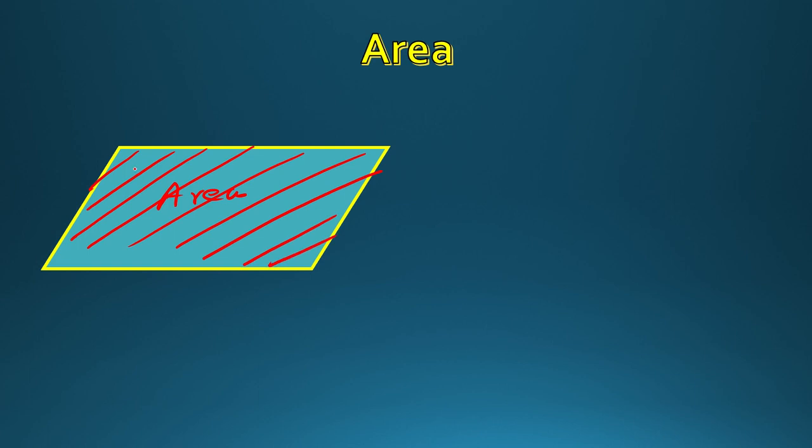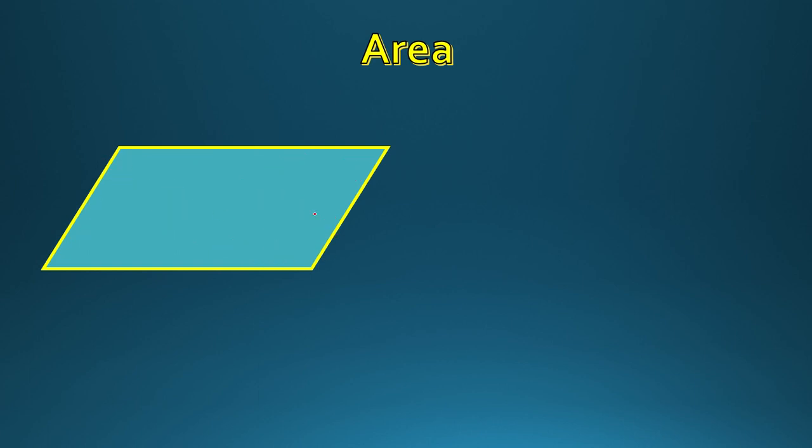So we are talking about the area of the parallelogram. What will be the formula here? The formula will be area is equal to base length times height. This is the formula for area. This side, this complete length, is called the base.